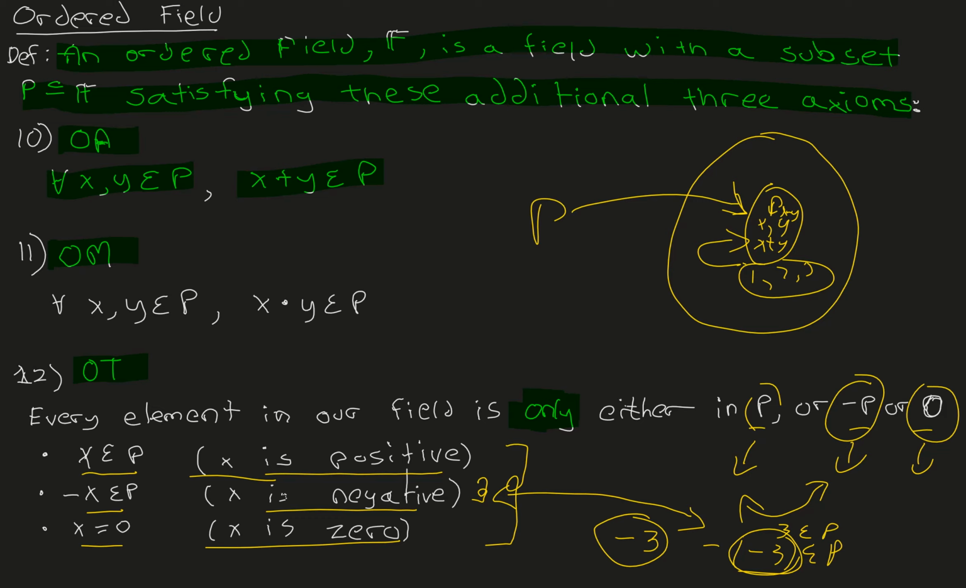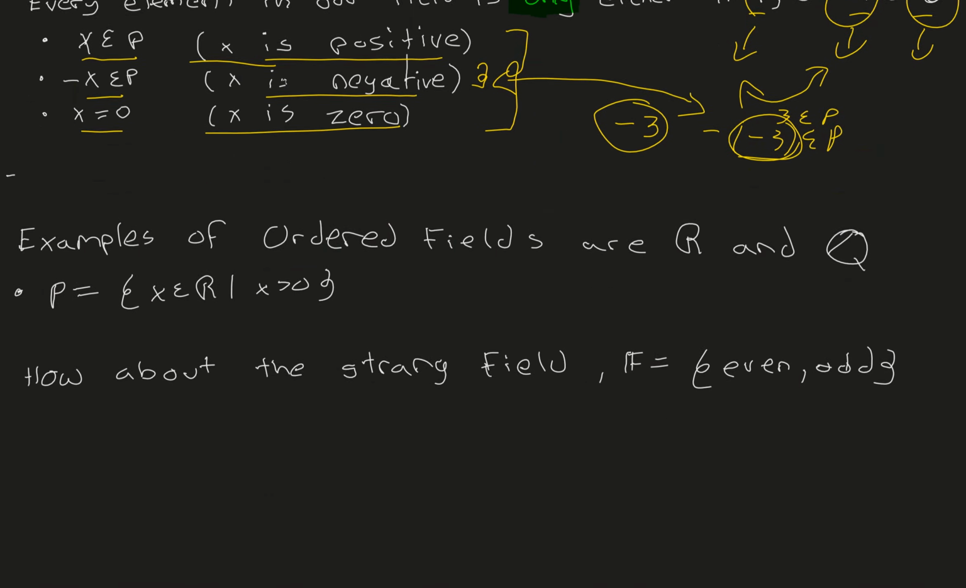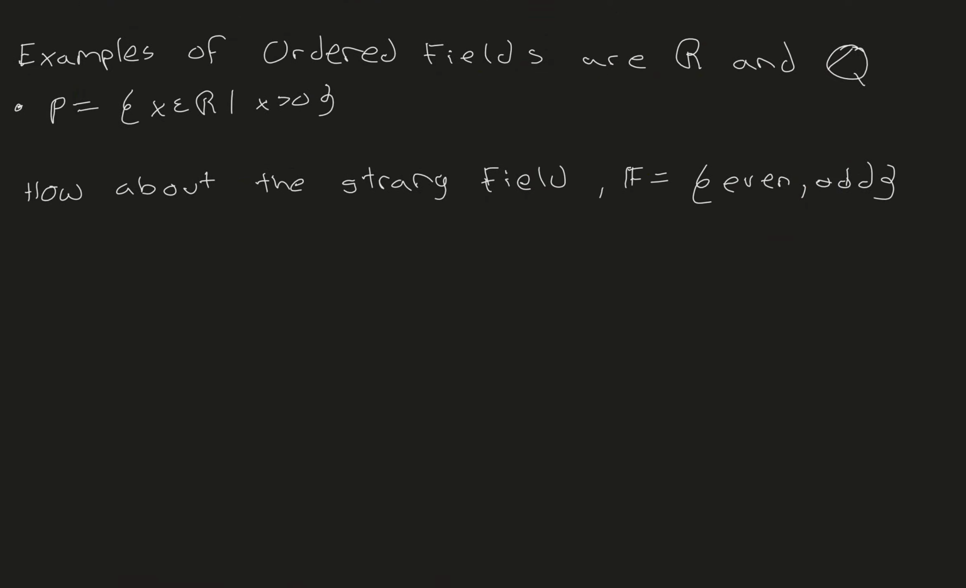So let's see why we need order. Why do we need order? We were well off with the fields, right? So let's take a look at why we need ordered fields. Examples of ordered fields are the reals and the rationals. The reals and the rationals both satisfy the 12 properties of the ordered field. They satisfy the 9 properties of fields and also the 3 additional properties of ordered fields.